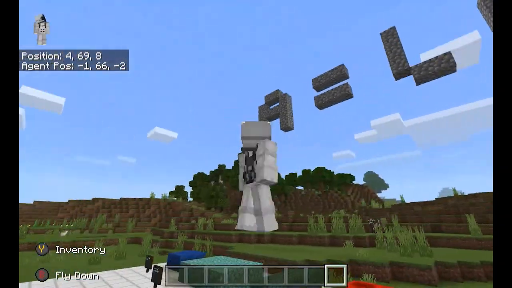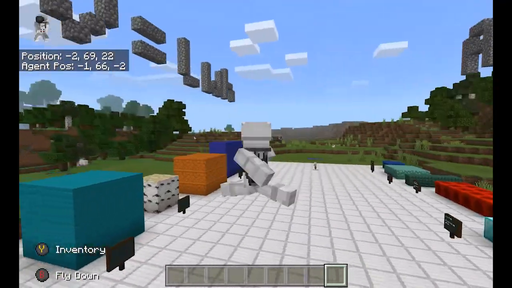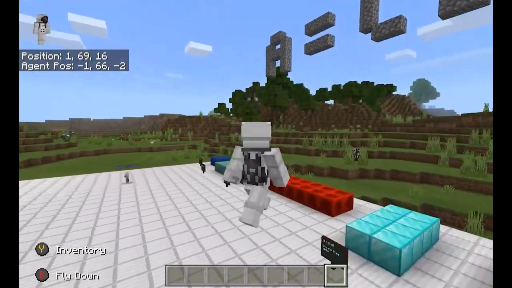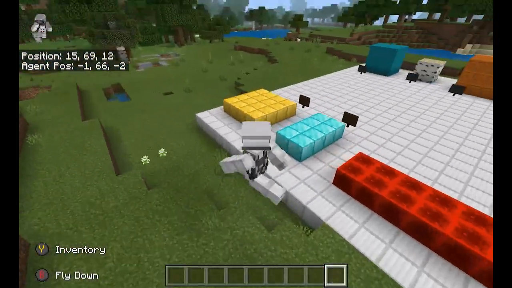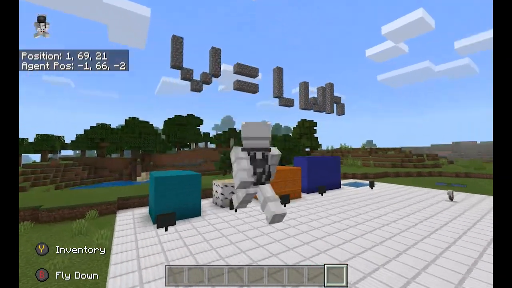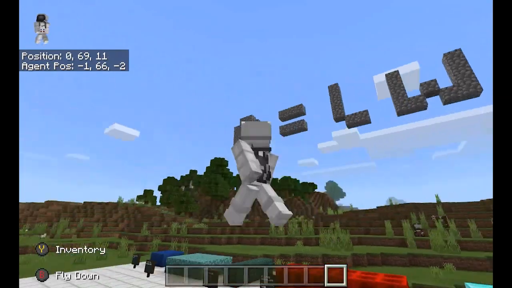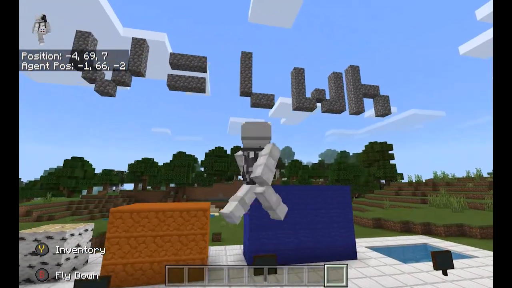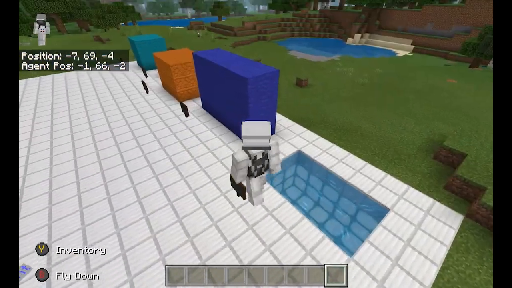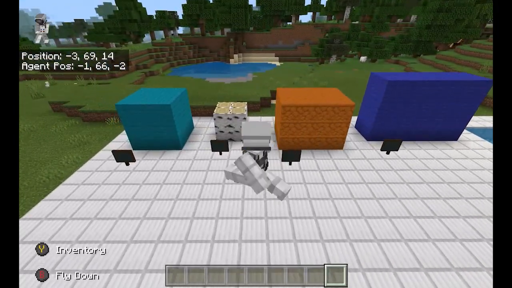Now, area and volume are very closely related. Area shows you in 2 dimensions, whereas volume shows you in 3 dimensions. So area is length times width. Volume equals length, width, and height. So let's see how that's a little bit different. Let's start with this one.